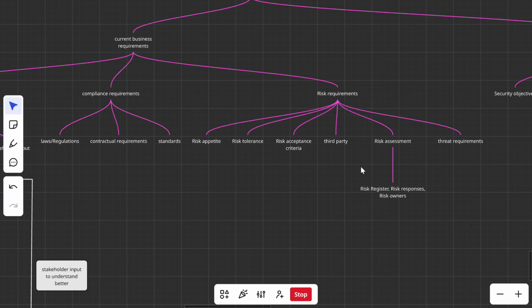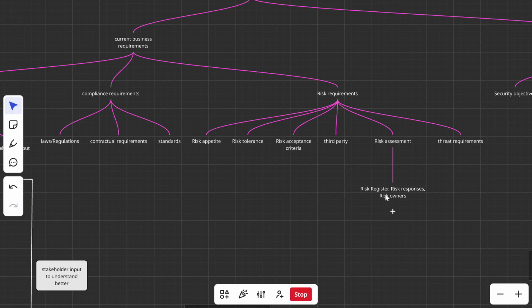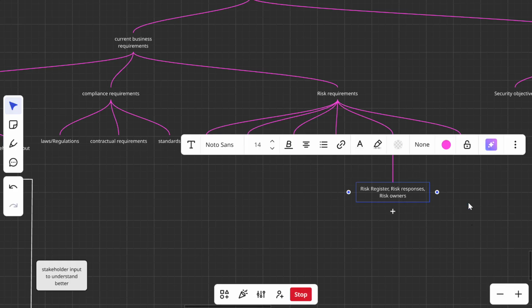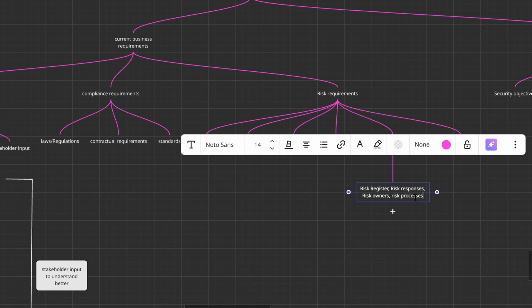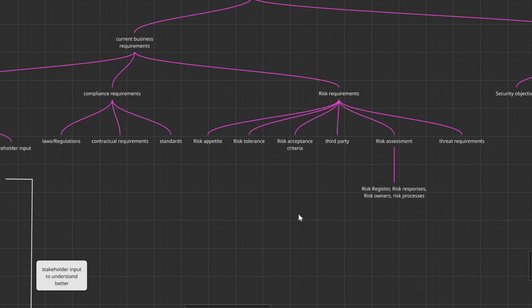So there is also risk assessment. You're saying, all right, what assets do we have? What risks do we have? Which risks are more important? So you might look into risk register, risk responses, risk owners, etc. Risk processes as well. Because remember, the current state is not just looking at the data. The current state is also looking at the processes. The data is the result of processes.